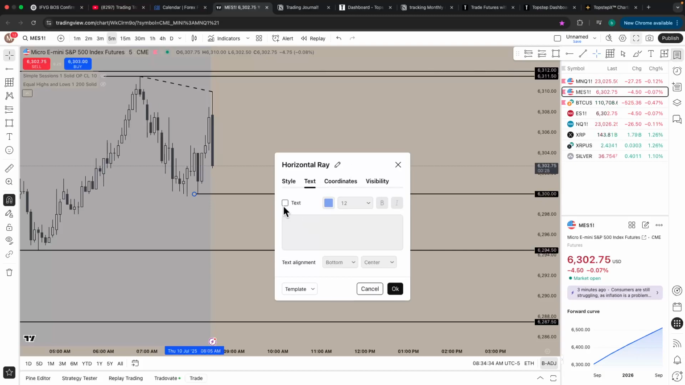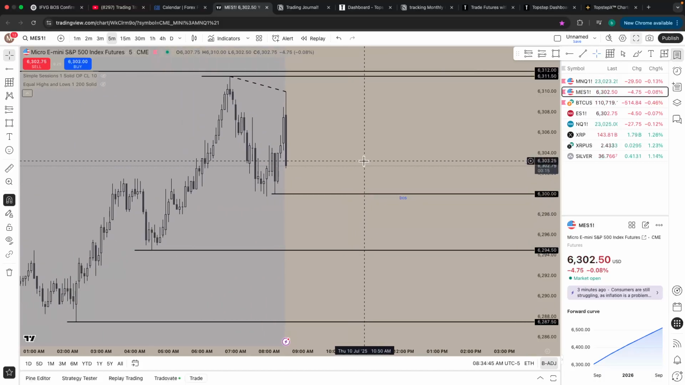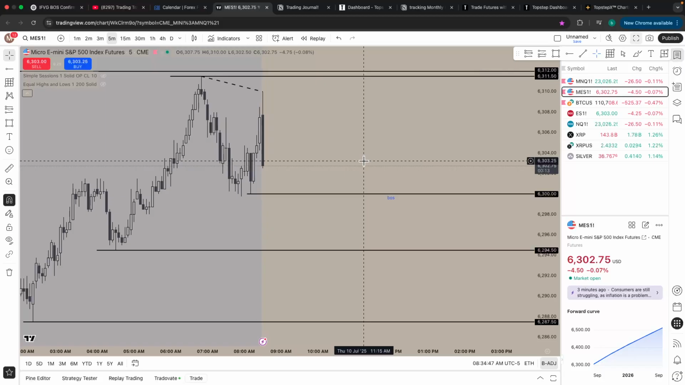Could I do this? Break of structure. I mean, that's kind of stupid looking. Look at that. It'd be your 5 minute break of structure, and ideally, all right. So, see.